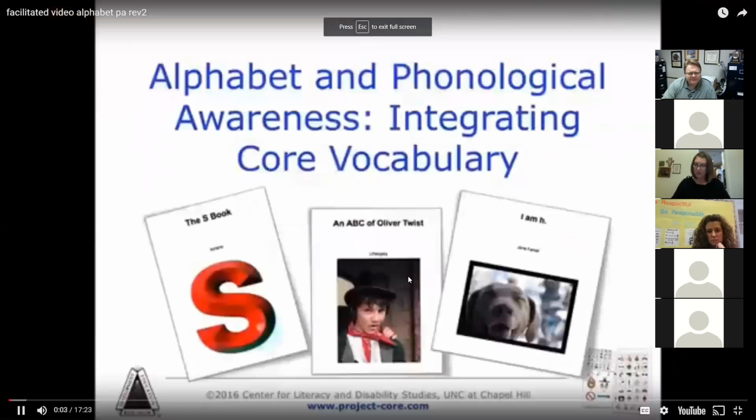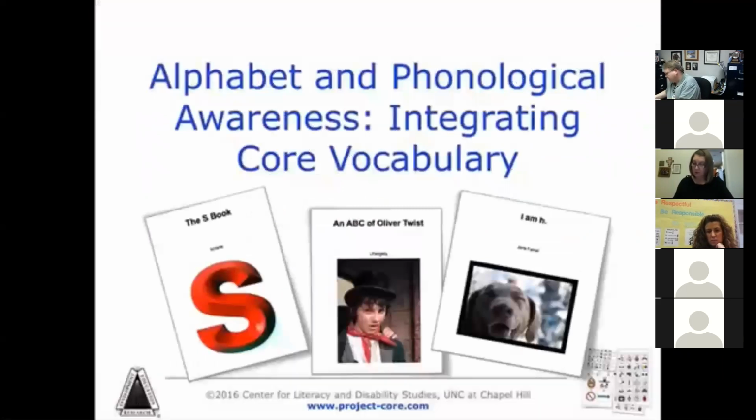Welcome to the Project Core Professional Development Modules. This module, Alphabet and Phonological Awareness, Integrating Core Vocabulary, is designed to help you integrate the use of the universal core vocabulary in the context of alphabet and phonological awareness instruction for students with significant cognitive disabilities who are developing symbolic communication skills. Project Core is being conducted by the Center for Literacy and Disability Studies, a unit in the Department of Allied Health Sciences at the University of North Carolina at Chapel Hill.